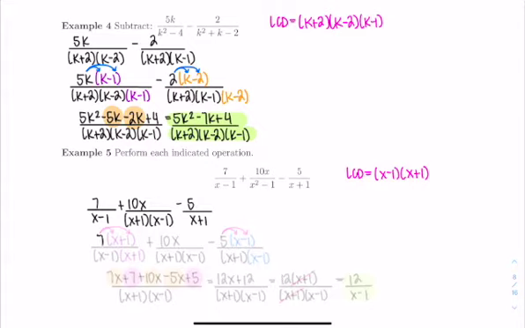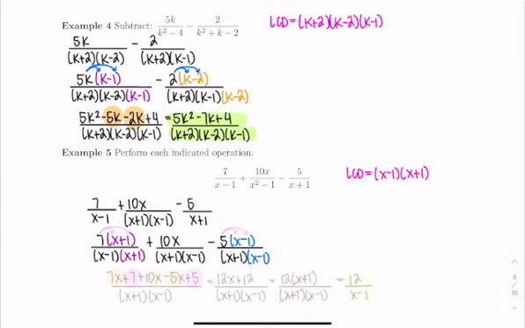In the first fraction, I have x minus 1, and so the piece that I'm missing is the x plus 1. In the second fraction, we already have the LCD, so we don't have to fix this at all. We're just going to rewrite it as it is. And then in the last one, we have the x plus 1, but we are missing the x minus 1. And what I do to the bottom, I have to do to the top.